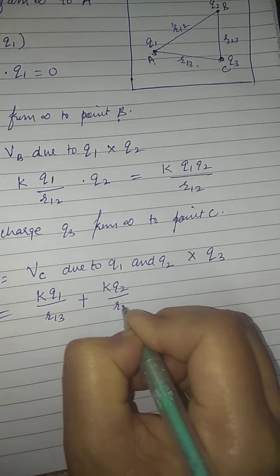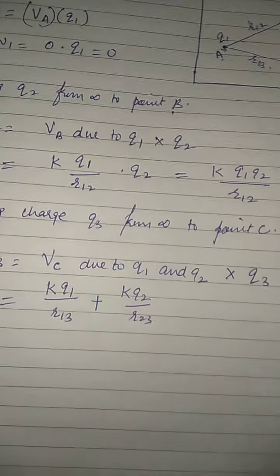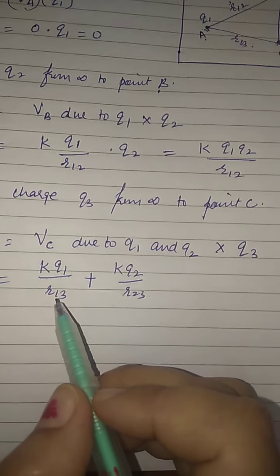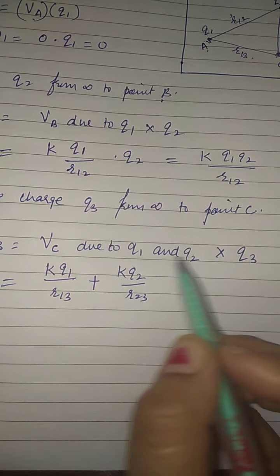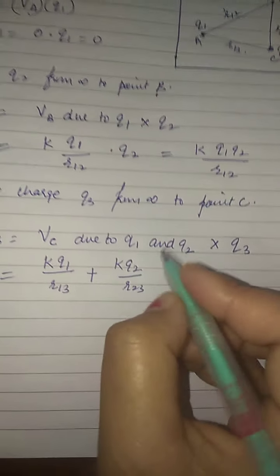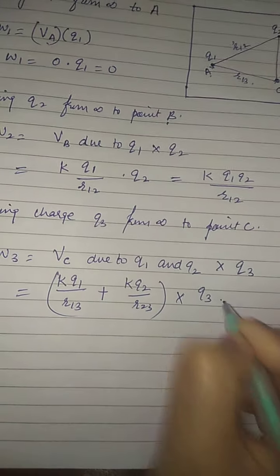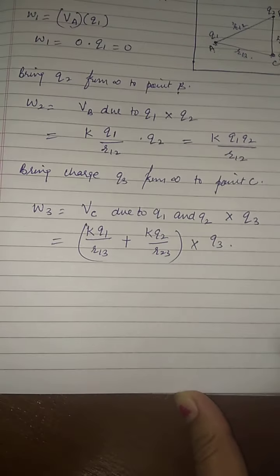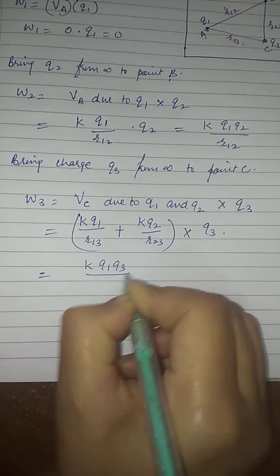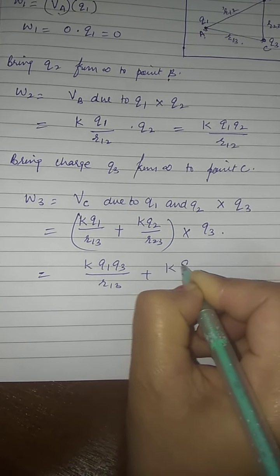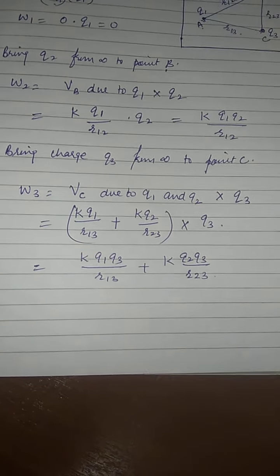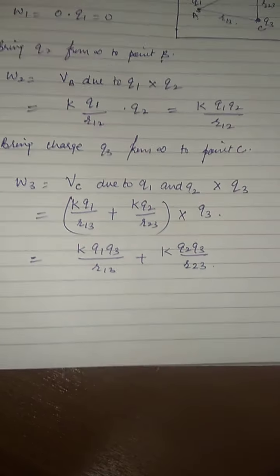As we know that potential is a scalar quantity, that is why I am simply adding both of these potentials here. We want to find the total potential at point C due to these two charges, so I have written the potential at point C into the charge which we are bringing from infinity to this point. So let us simplify. This would be K Q1 Q3 over R13 plus K Q2 Q3 over R23. So this is the work done in bringing the third charge.